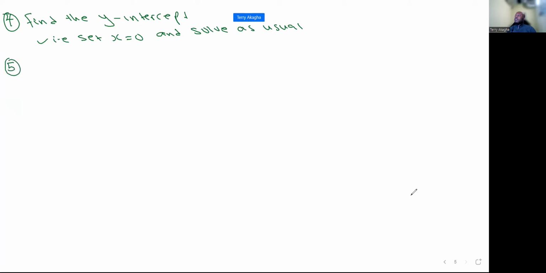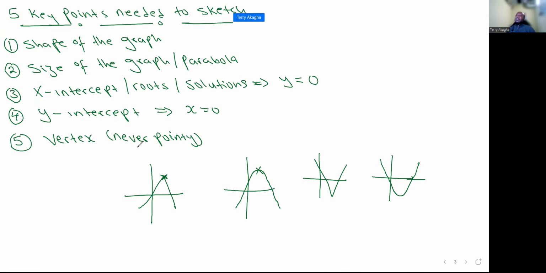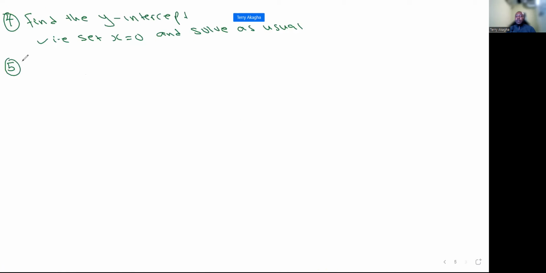So number 5, after we're done with that, we've done the y-intercept, you need to find the what? The vertex. I remember I said the vertex is never pointy, all right? So you then have to find the vertex. All right, so I told you the vertex is never what? Pointy. Okay, so for the vertex, I showed you there are 2 ways. You can either use the formula method.